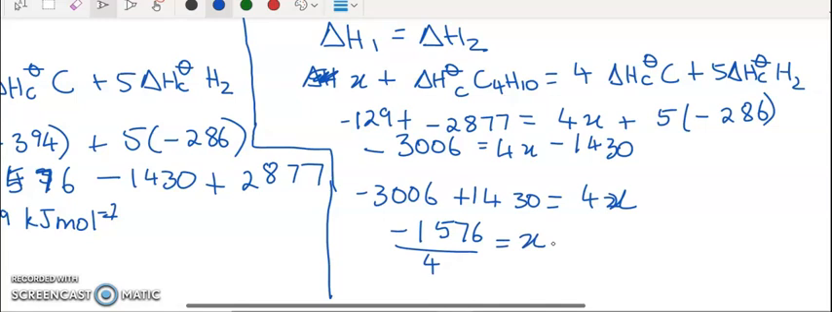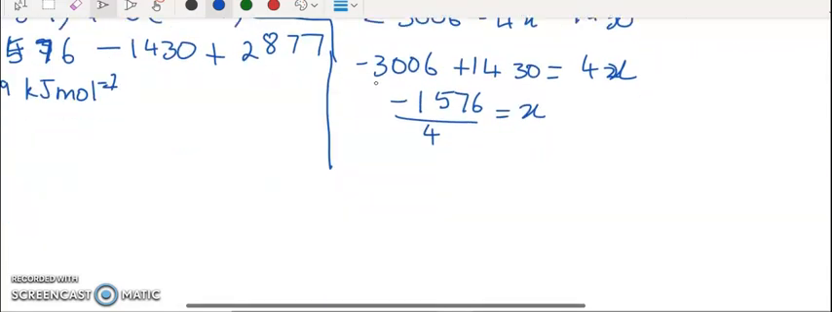When I divide that number, I'm getting x is equal to negative 394 kilojoules per mole. And now if you have a look at your data table that was given for this question, you can see that carbon is negative 394.